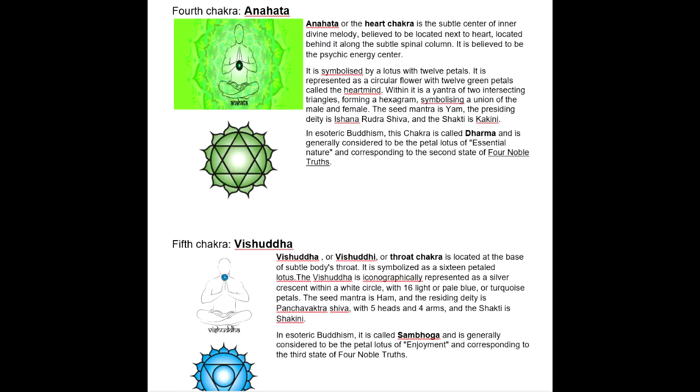In esoteric Buddhism, it is called Sambhoga and is generally considered to be the petal lotus of enjoyment and corresponding to the third state of the Four Noble Truths.